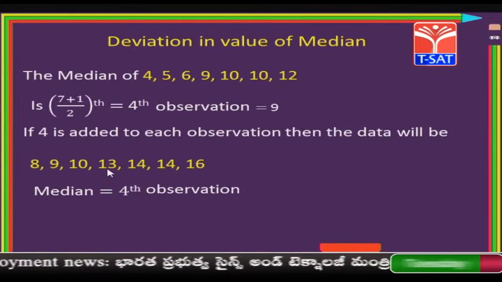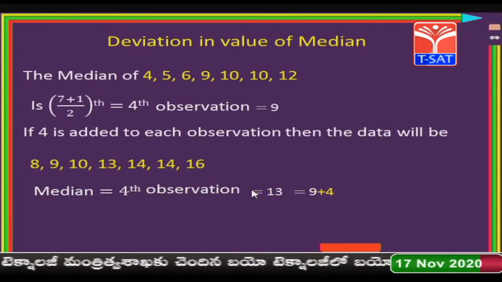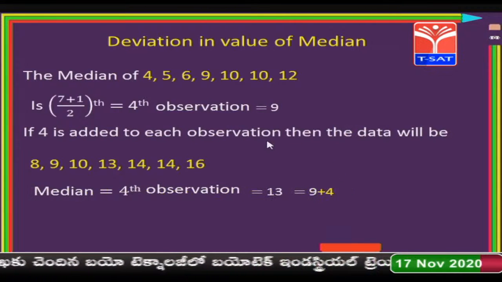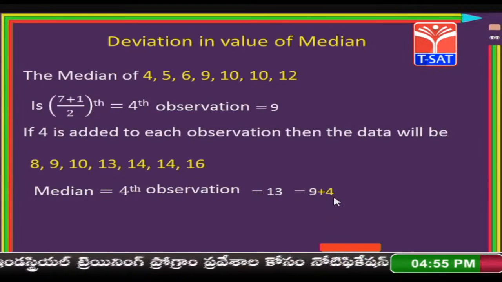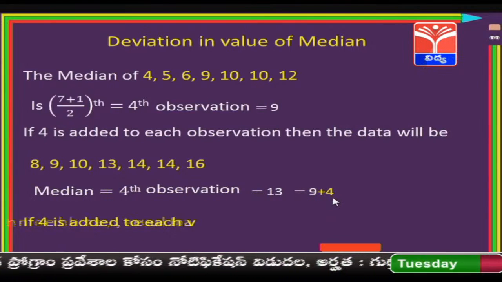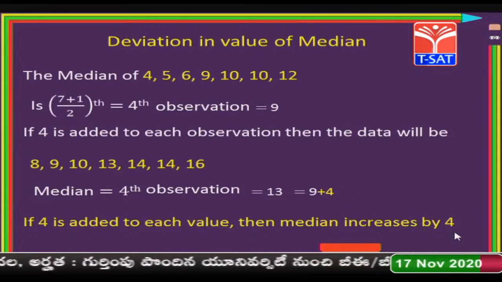So what is the 4th observation? The 4th observation is 13. So 13 you can always write as 9 plus 4. So again you observe that when 4 is added, the median also gets added by the same number 4. So if 4 is added to each value, then the median also increases by the same number 4.